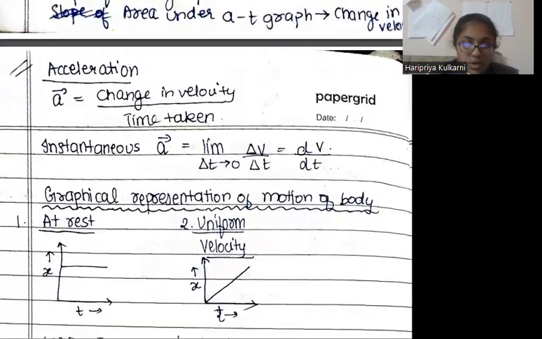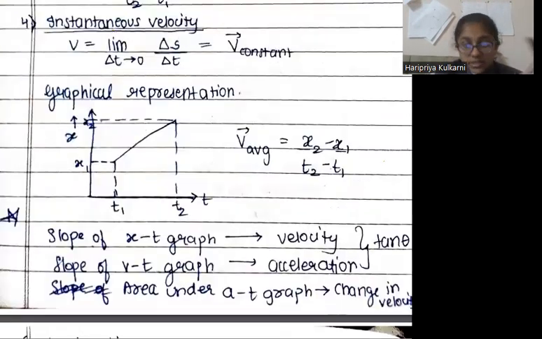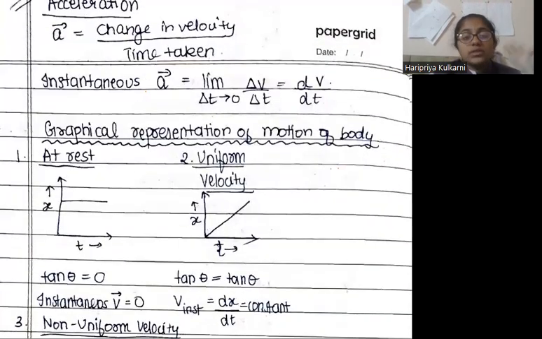Now, coming to acceleration. What is acceleration? It is change in velocity by time taken, right? Or I can say the rate of change of an object's velocity. So what is instantaneous acceleration? Remember, whenever the word instantaneous comes, you have to apply limit delta t tending to 0. Again, a simple formula, change in velocity by change in time, which gives dv by dt. The derivative of velocity is acceleration, and the derivative of distance is velocity, with respect to time.